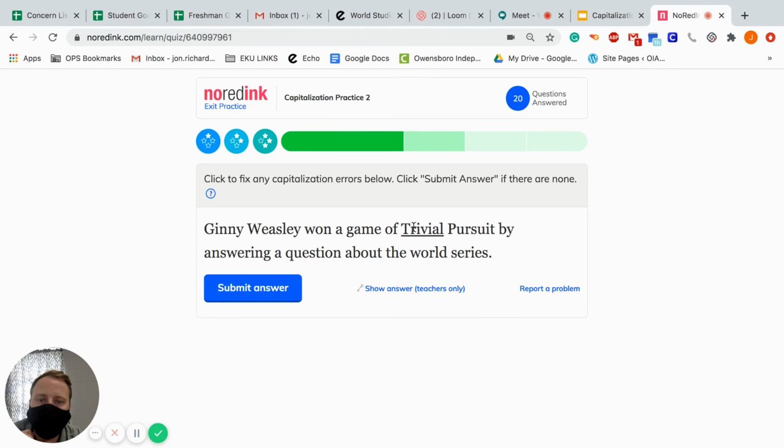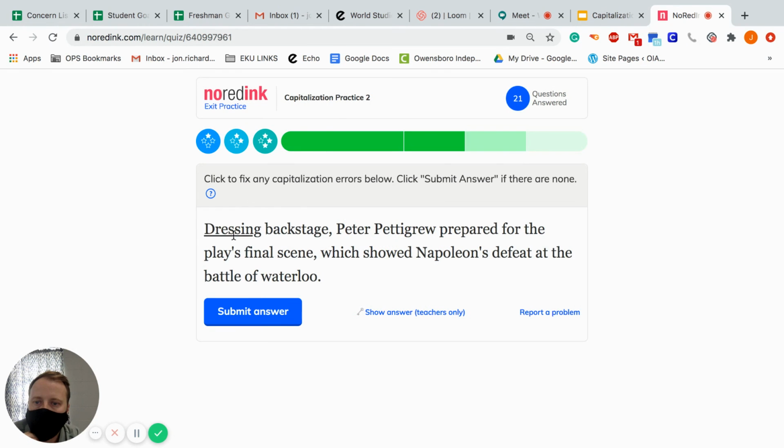Ginny Weasley won the game of Trivial Pursuit by answering a question about the World Series. World Series is an event. You do capitalize it. Dressing backstage, Peter Pettigrew prepared for the play's final scene, which showed Napoleon's defeat at the Battle of Waterloo. Here's another one where you've got to ask, is that on the list of things that we don't capitalize? And it is, so we do not capitalize of.